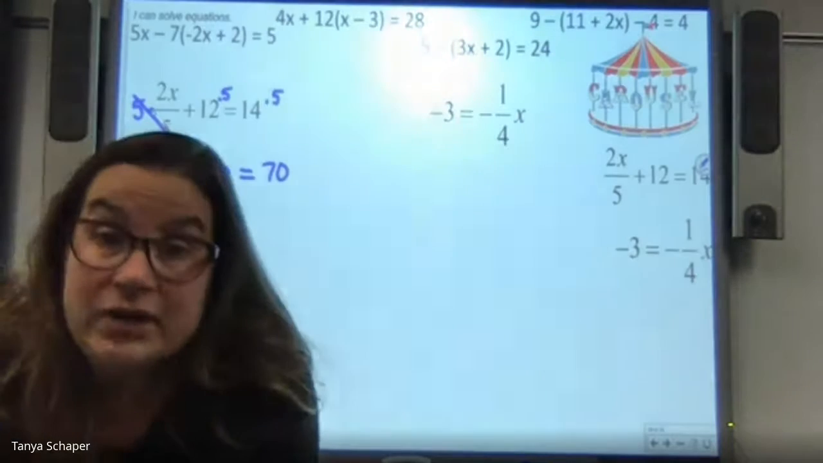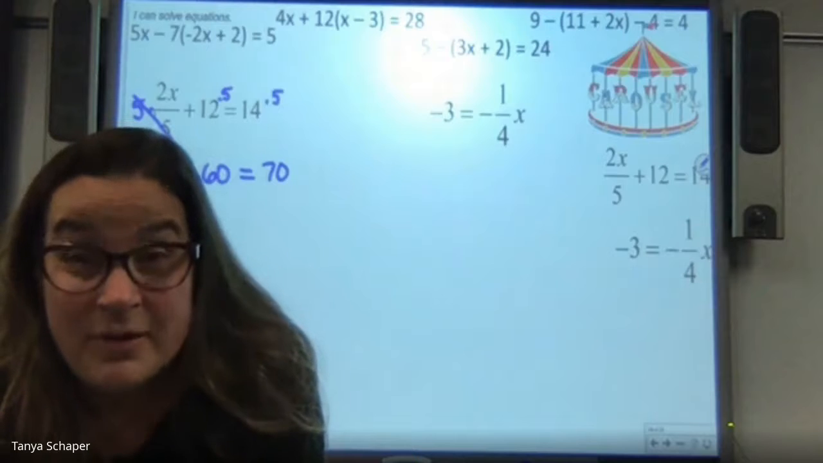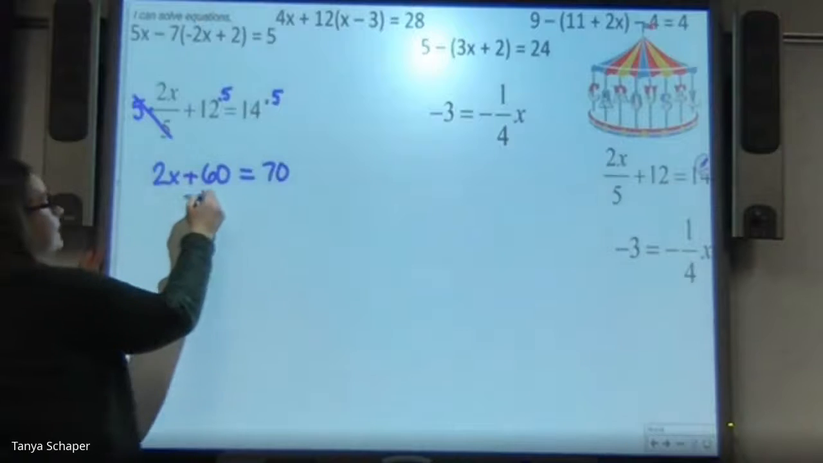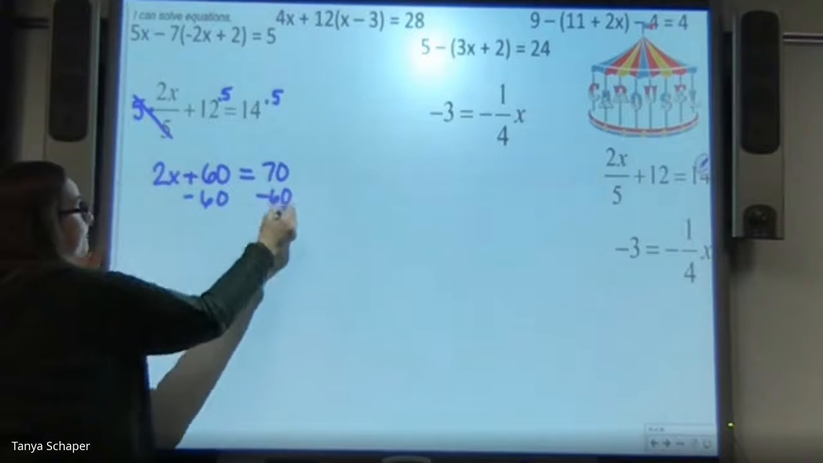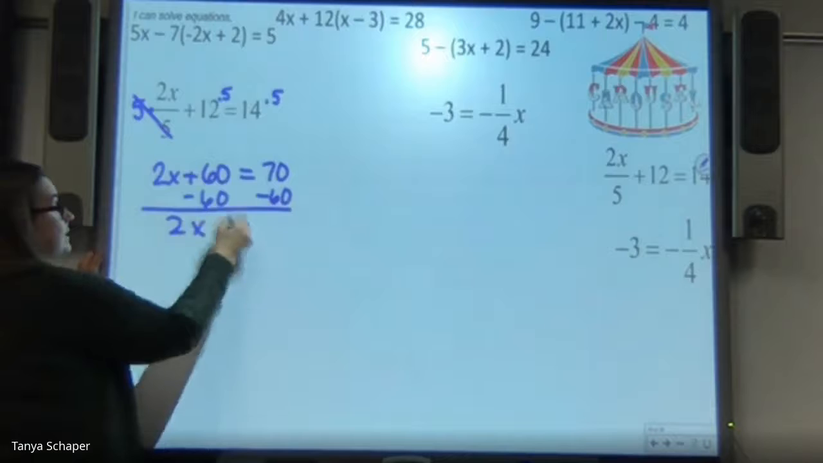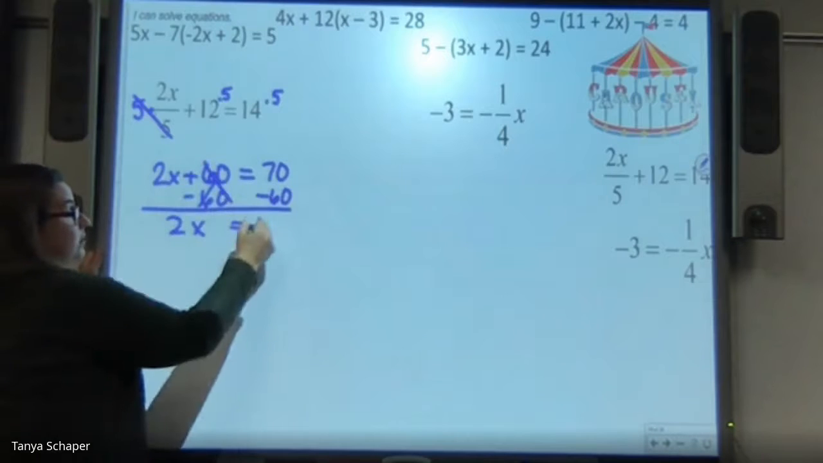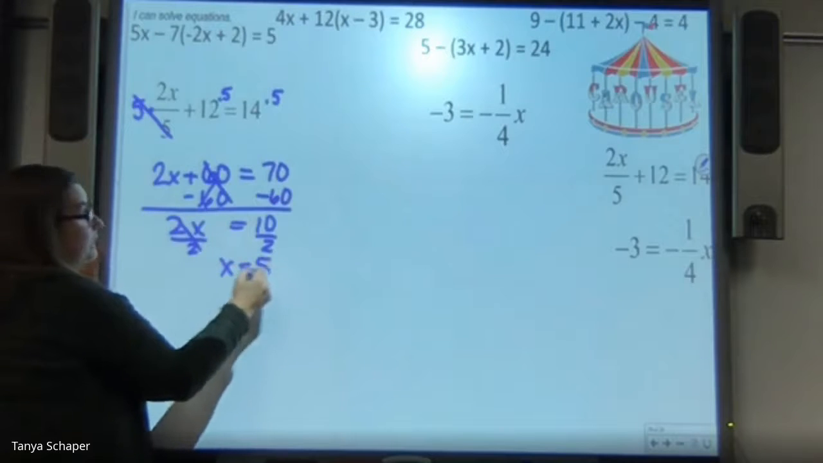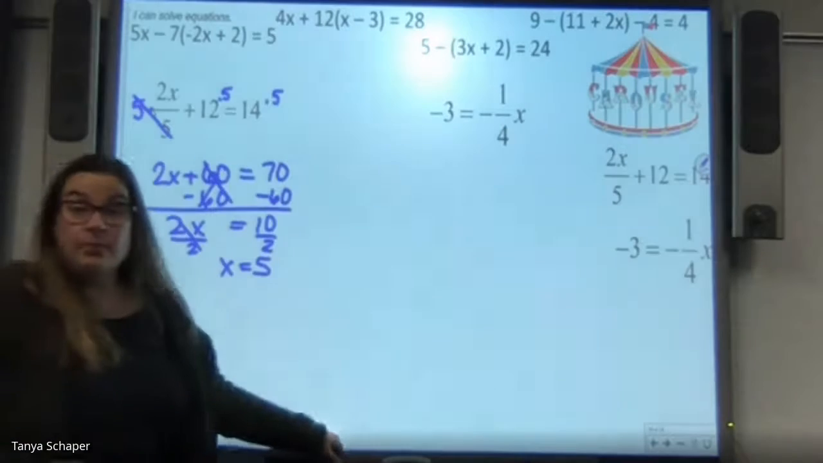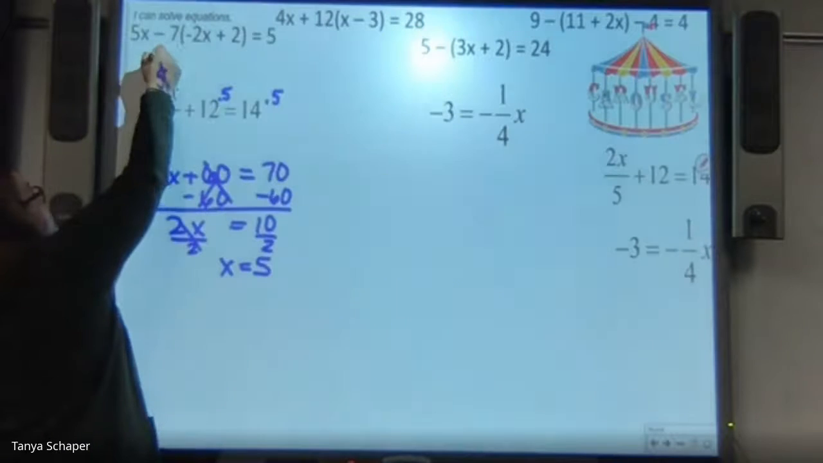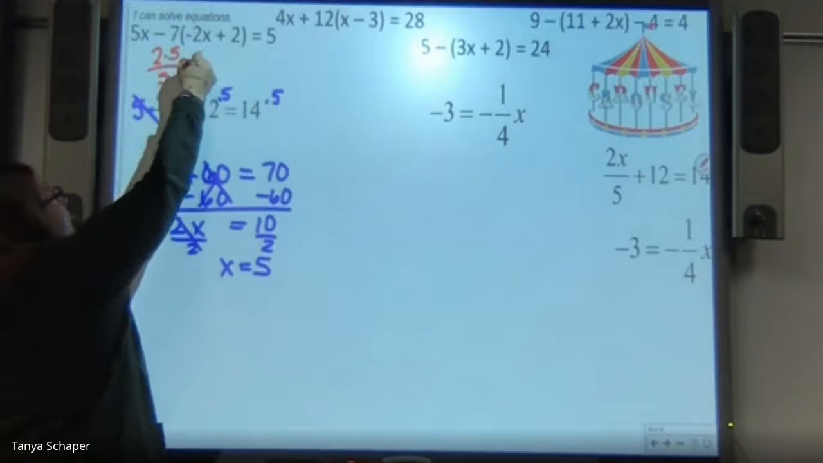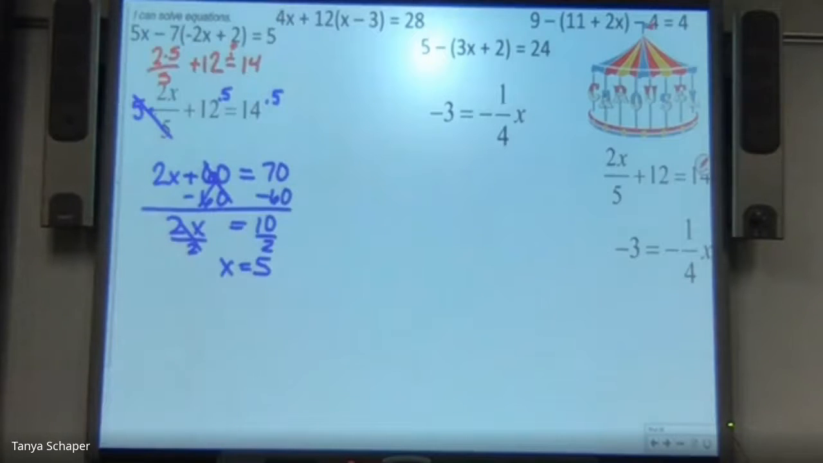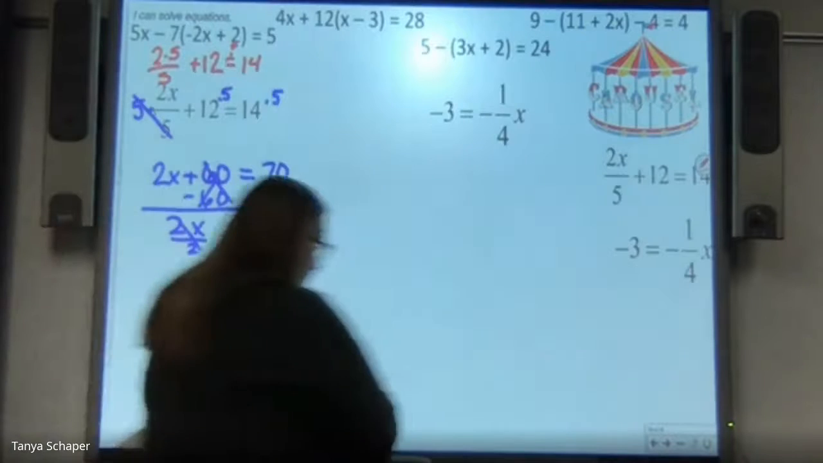Now I have an equation with no fraction, which makes some people a little excited, which is totally cool, because that's what you should do. All right, so I'm going to subtract 60 from both sides. I'm going to have that 2x, 60 minus 60 is 0, equals 10. Divide by 2, x equals 5. And then I can check to see if I'm right by substituting in. Is 2 times 5 divided by 5 plus 12 equal to 14? Okay? That's one way you can go about solving it.